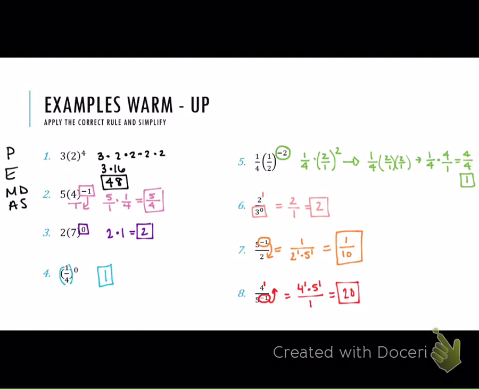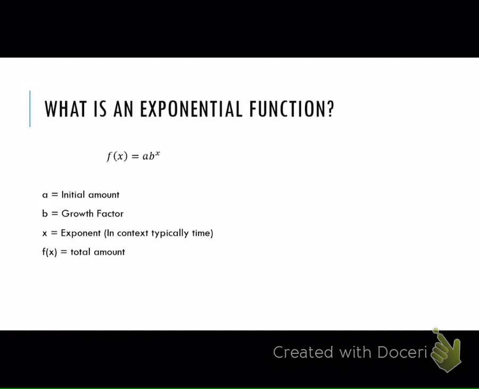All right, so let's get talking about what is an exponential function. So an exponential function is in the form f of x equals ab to the x power. You know something is exponential when the variable is the exponent. It is exponential. So when the variable is the exponent, you know it's an exponential function.